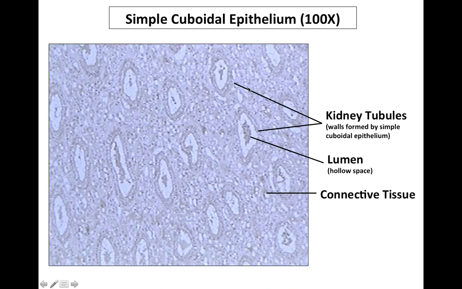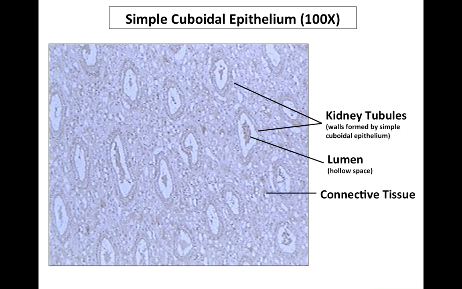Simple cuboidal epithelium is another type of tissue. You will see still a single layer of cells, but what we're looking for now are the single layer of cells that form what are called here kidney tubules. You see a series of these tubules. A tubule like this has a hollow space. We refer to that as a lumen. This is true of any hollow organ, and in this case you can see substance inside the lumen.